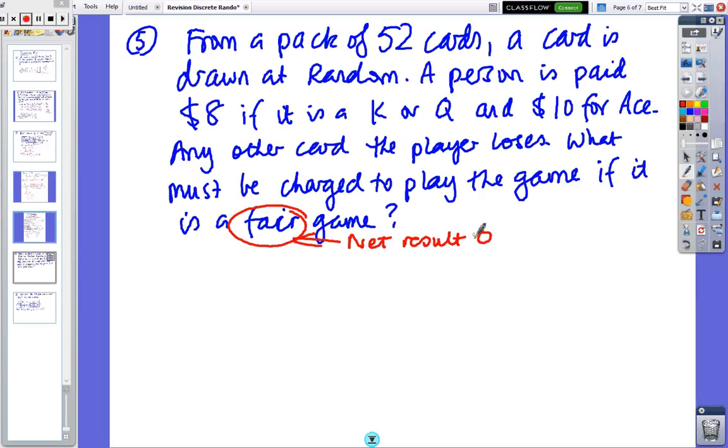Okay. So we need to do a table and work out some probabilities. When you're ready, have a go, and then come back live.